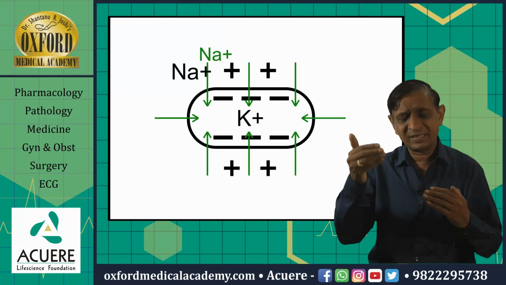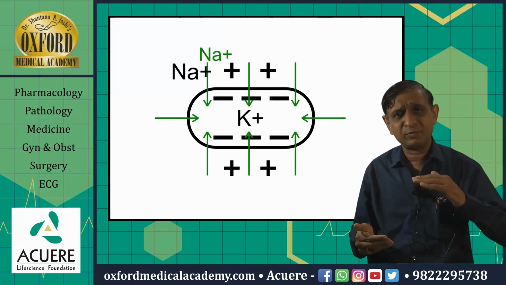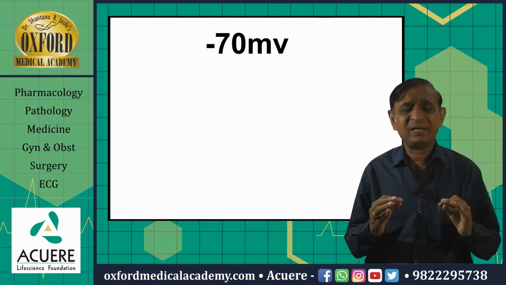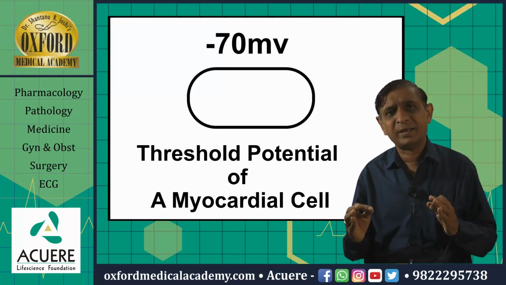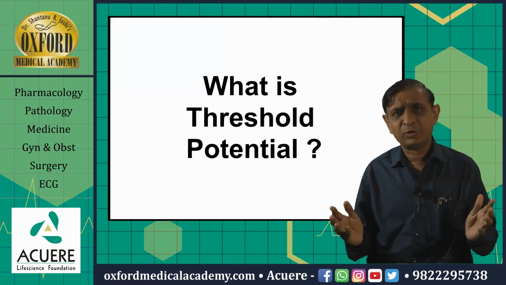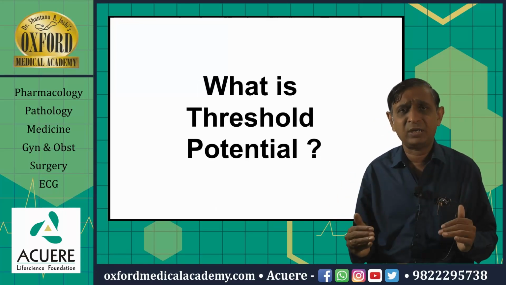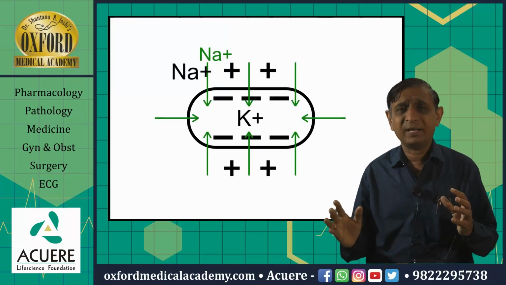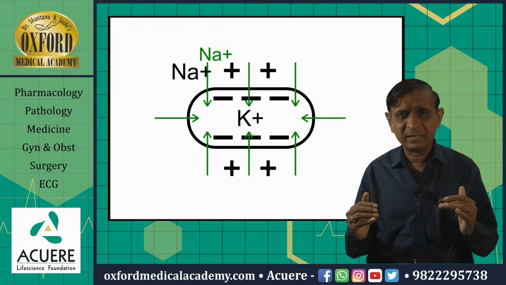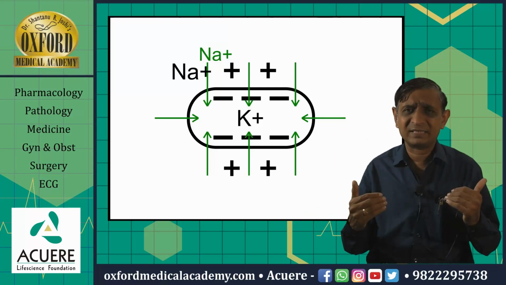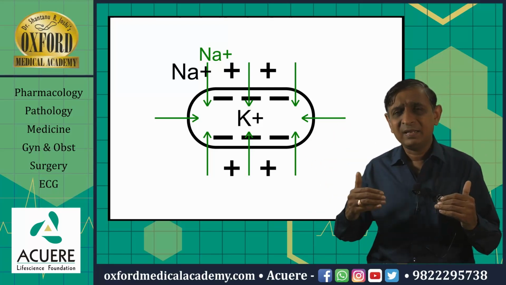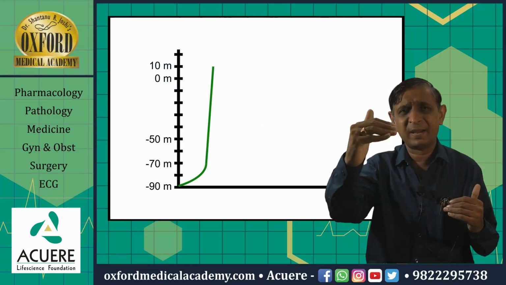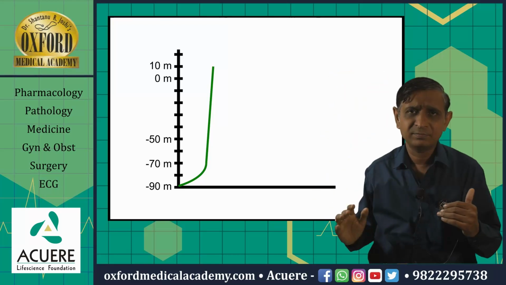Now, as some sodium is entering the cell and the electronegativity of the cell is reducing, it will come down to minus 70. Minus 70 is known as the threshold potential of a myocardial cell. What is the threshold potential? Threshold potential is a potential at which many voltage gated sodium channels open at a time. And suddenly, much sodium enters the cell. As much sodium is entering the cell, the electronegativity reduces to minus 60, minus 50, minus 40, minus 30, minus 20, minus 10, 0 and goes to plus 10.